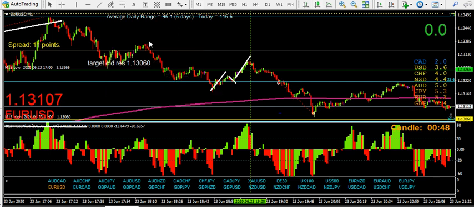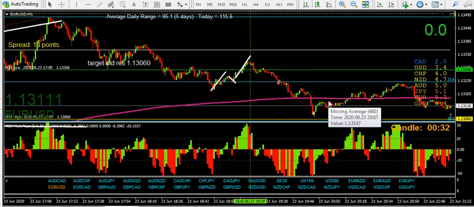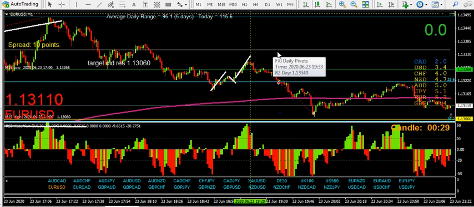Swing 1, 2, 3. Take out the buyers, bring in the sellers. Swing 1, 2, 3. Finally take out all the stops, and it crashes. So swings within swings, internal movements, guys.